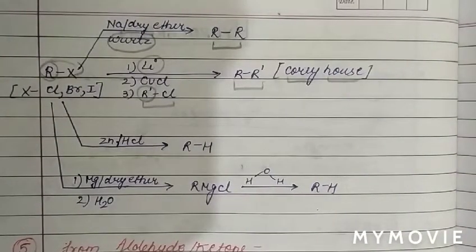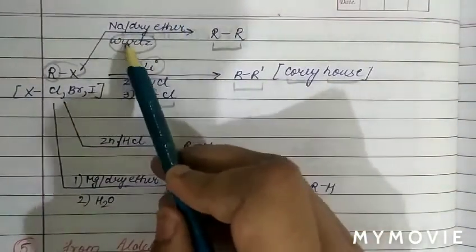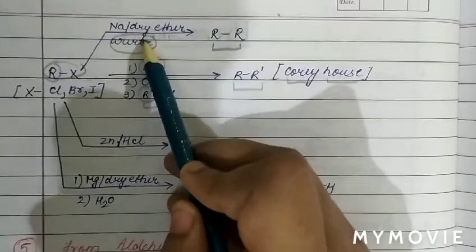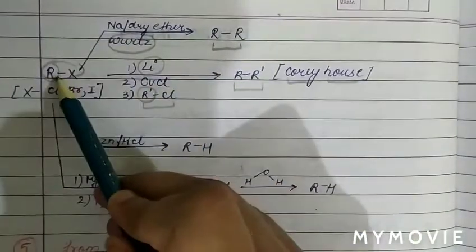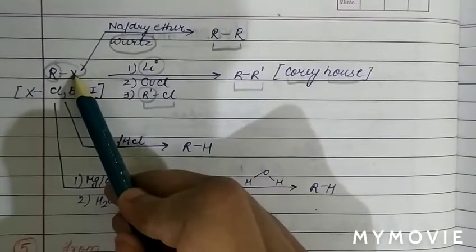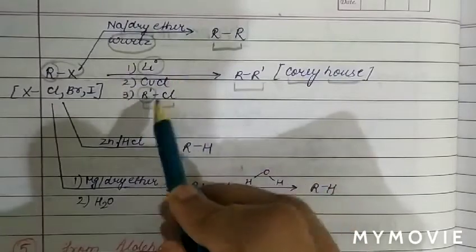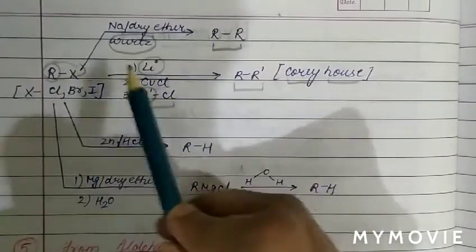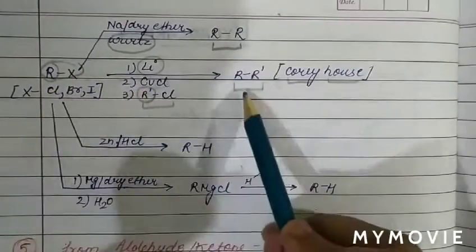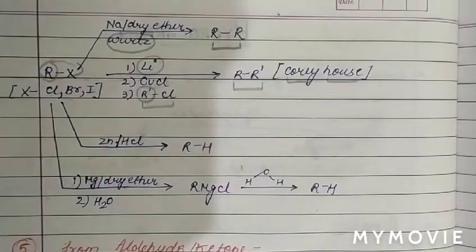So two reactions we have discussed. One is the Wurtz reaction. In Wurtz reaction we have used sodium in presence of dry ether. Then alkyl halide changes into alkane. And in one reaction, when alkyl halide reacts with lithium in presence of copper chloride with alkyl chloride, now R and R dash will join and form alkane. This reaction we call Corey-House alkane synthesis reaction.